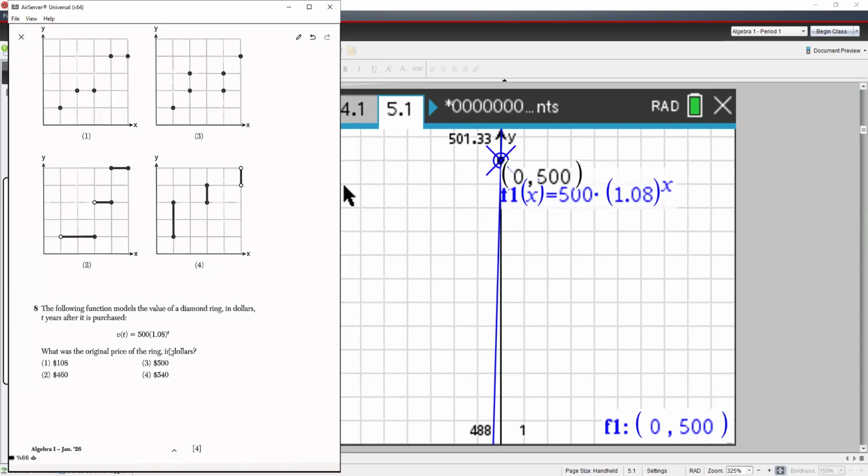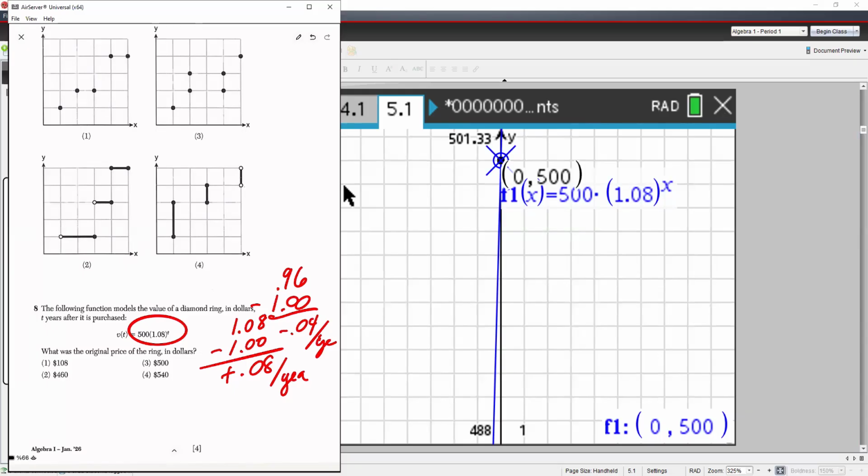And how do I know it's increasing by 8%? Because all I have to do is subtract $1 from it, and that tells me it's going up by 8% every year. If this was 96 cents, I would do the same thing. I would subtract $1, and it would tell me that it's going down by 4% every year. But in this case, since it's over $1, I know it's increasing, and it's increasing by 8% every year.